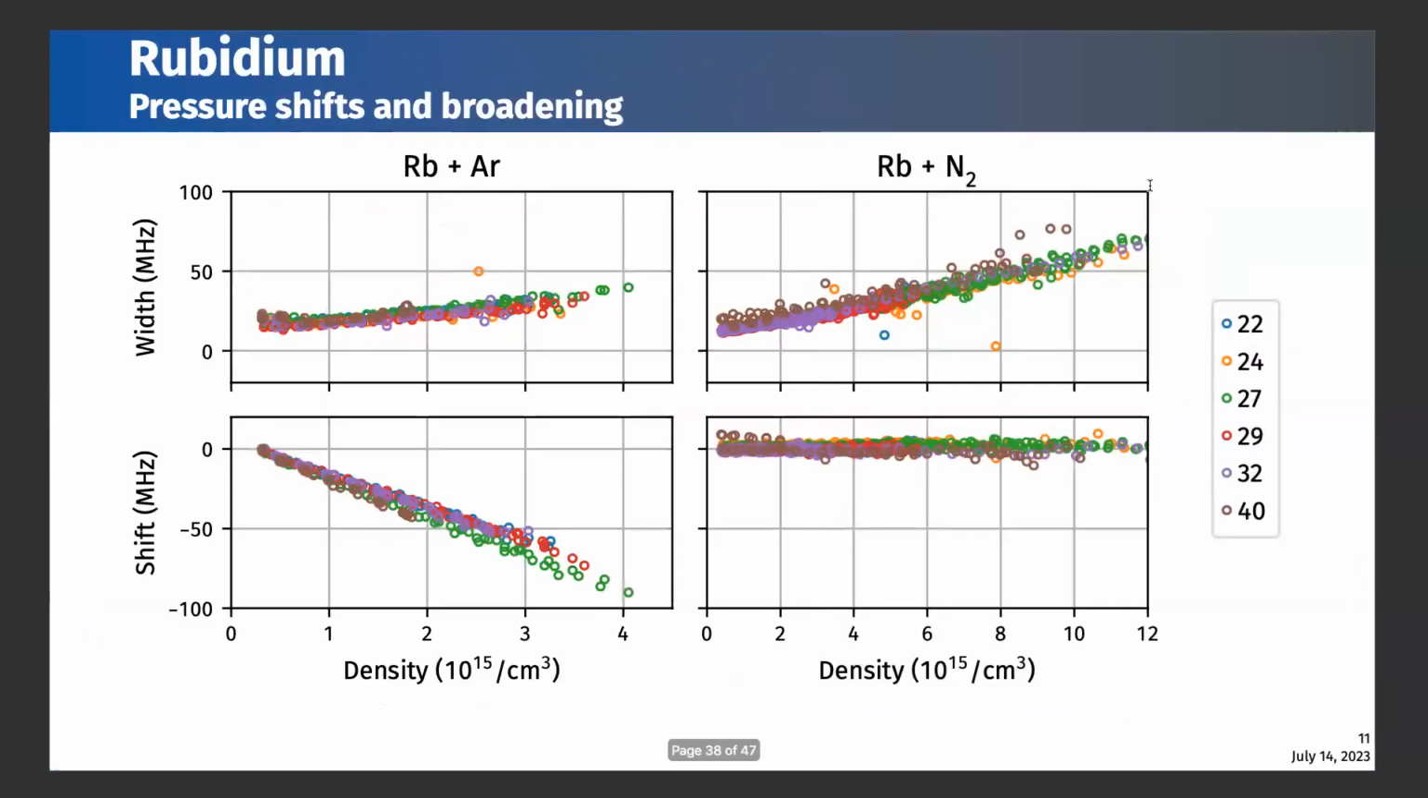We can look at what we saw in rubidium. We just use a mixture of rubidium and argon, for example, then we see the pressure dropping. Of course, but we also see a clear pressure shift. That's been known for a really long time, and this is really just to verify that we know what we are doing.